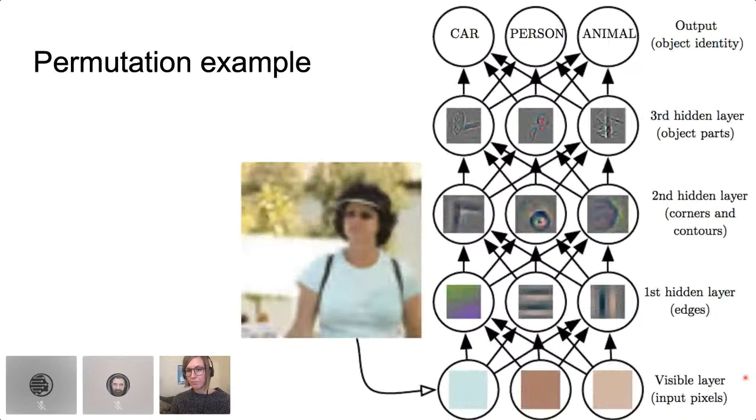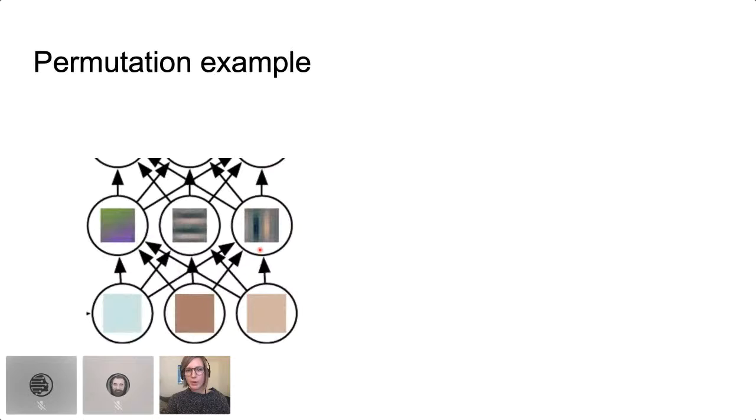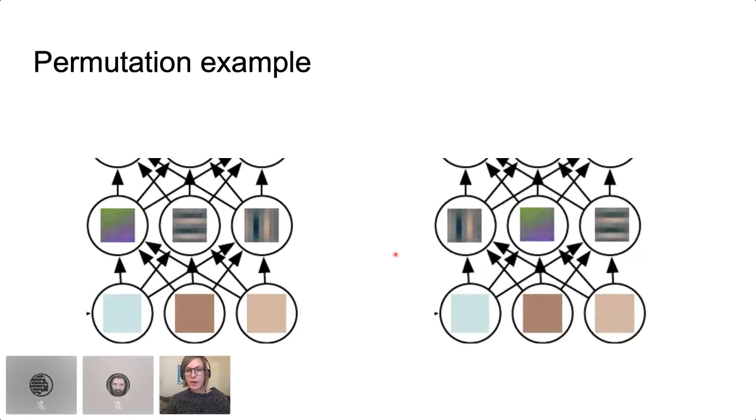So let's say we're analyzing this neural network here. And let's focus just on this second layer. We have three units, one that responds to this green to purple gradient, one to horizontal lines, and one to vertical lines. What if we permute these units such that they have the same response properties but in a different order? Are these two representations the same?